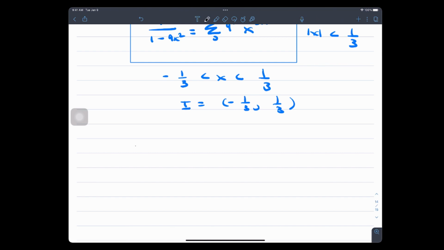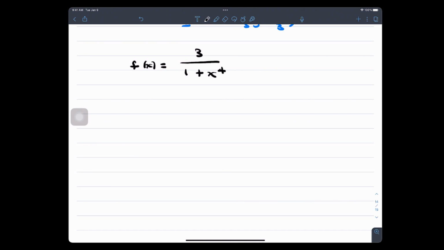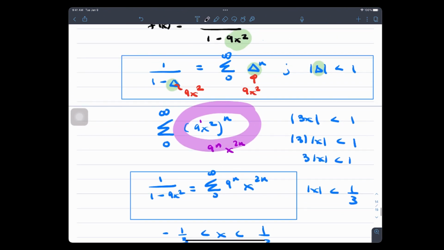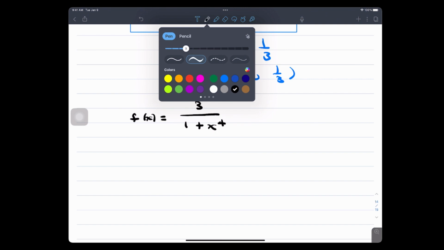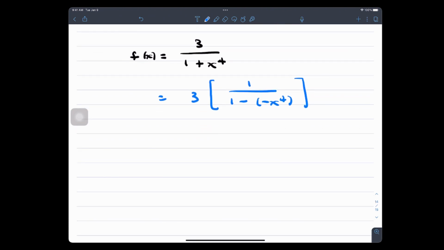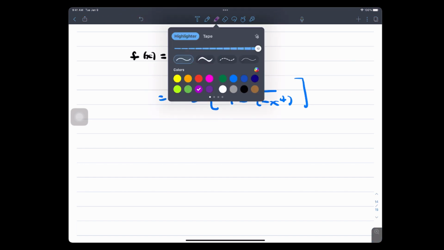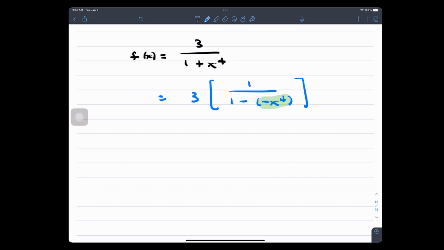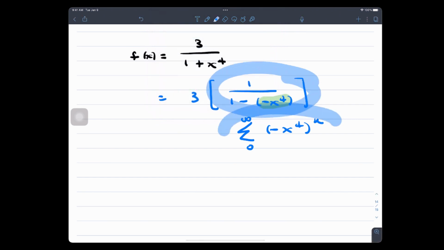So if I give you guys another example here, they say if your function is, let me change this now, 3 over 1 plus x to the 4, they want the power series expansion here. You're going to use the same mechanism here, right? But we're going to have to write this as 3 times 1 over 1 minus negative x to the 4th. So now we're going to use that power series expansion here. You're going to replace this with the sum now, negative x to the 4th to the nth power, n is 0 to infinity. So you're going to replace this portion here with what you have here.